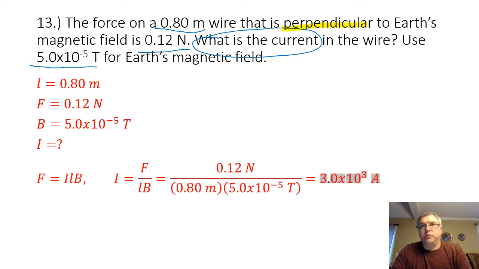But that's just an important point to remember, especially when it comes to the test that you're going to be taking on magnetism and electromagnetic induction. So just keep that in mind.